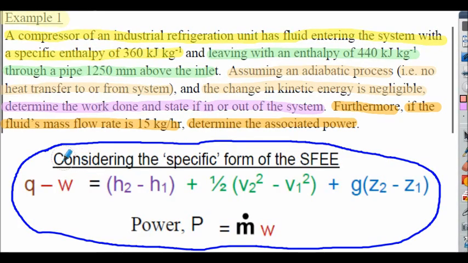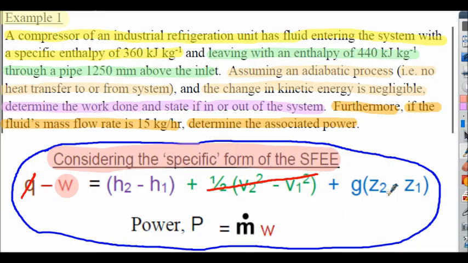And here's a few hints for the solution of example 1. Initially we will consider the specific form of the steady flow energy equation shown here, and we have to calculate the work done. We're told in the question it's an adiabatic process. In this case there will be no Q value, and we're also told that the kinetic energy is negligible, so we can ignore this term here from the equation.